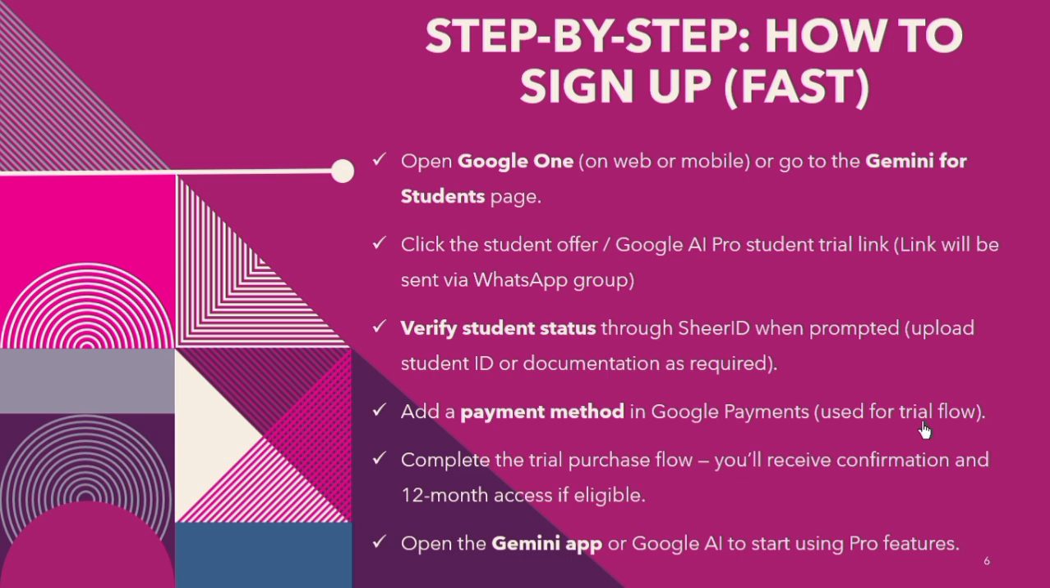Okay, so once you are done, you simply follow the prompt and complete the purchase, and everything will be done. You will get your 12 months access if you are eligible. Then once that is done, you open the Gemini app on Google or any other browser, and you start using your Pro features. No issues. Okay, so the next thing we are going to do is a live demo. I'm going to show you practically how to get this Gemini AI.